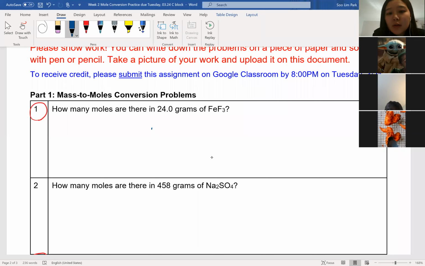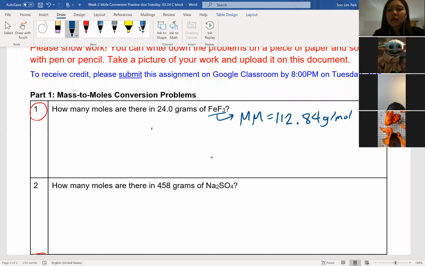So first, we need to calculate the molar mass of iron fluoride. Did anyone do it and can give me the molar mass? No? All right, I have it over here. So I got 112.84 grams per mole. All right, so molar mass always has a unit of grams per mole. So here we're given grams. So we start with our given value.